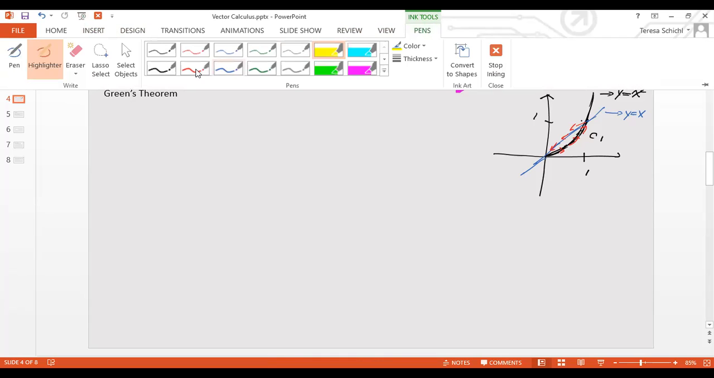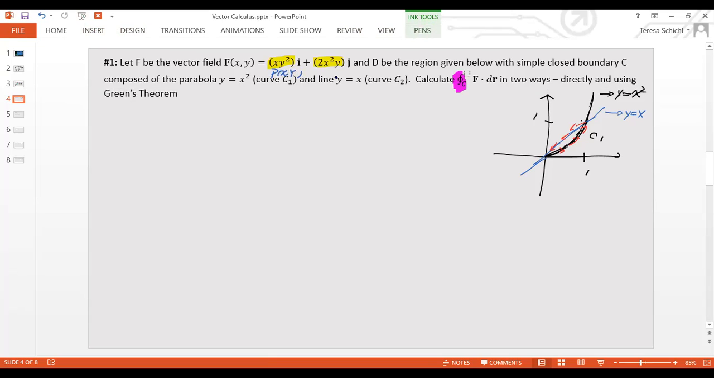This is P(x,y), and this is Q(x,y). Let's try the Green series here first. For the Green series, I know I'm doing the integral over C of F dR. That really is the integral over C1 of F dR plus the integral over C2 of F dR, because I have two different curves here.